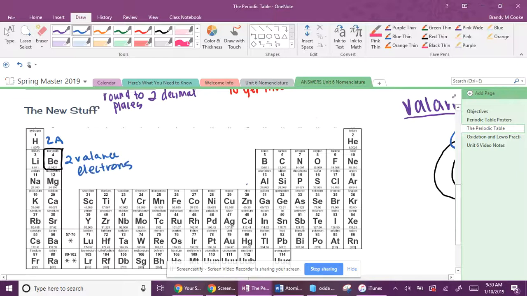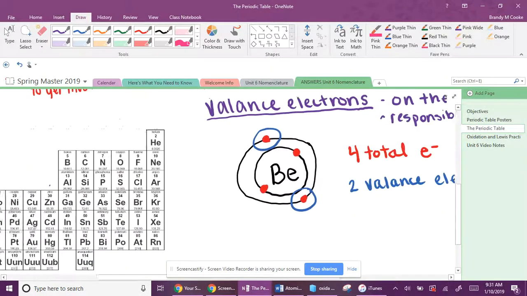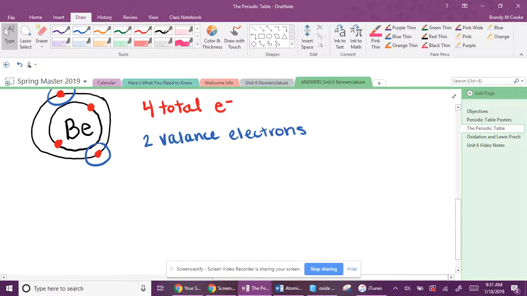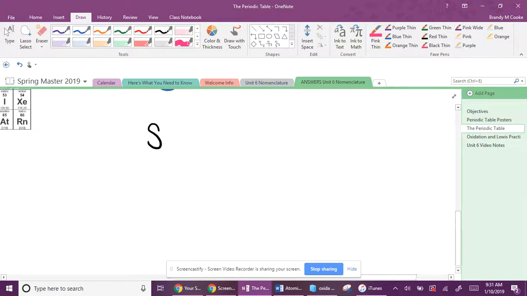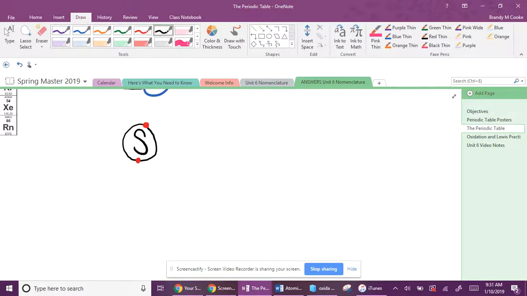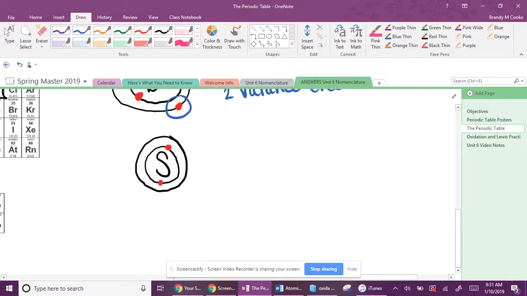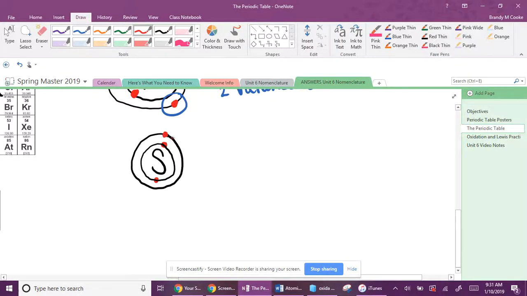So let's take a look at another one. Again, just as an example, let's do sulfur. So here we have sulfur. Sulfur has 16 electrons. So now we've got to fill out these shells. My first shell, again, remember that we can only fit 2 maximum, so 2. And then for our next shell, how many do we need total? 16 total. So I need for sure another 8. So 1, 2, 3, 4, 5, 6, 7, 8.